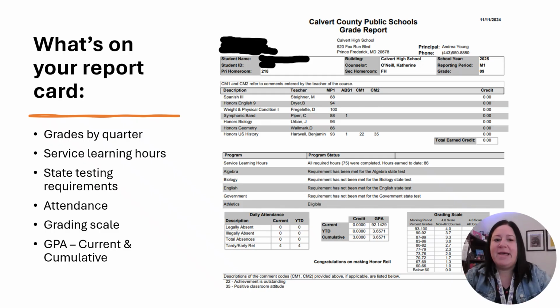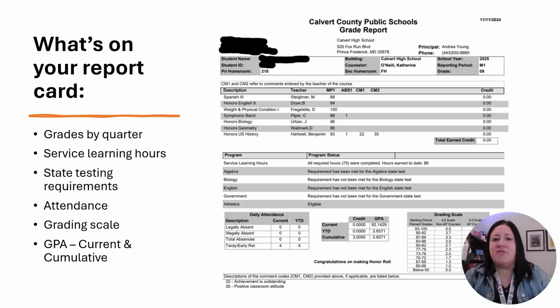The next section of your report card has some information that you can't really find anywhere else. So this is super important. The very first thing in the middle section is information about your service learning hours. It will tell you whether or not your hours are completed. And if they are not completed, it will tell you how many hours you have to still complete.